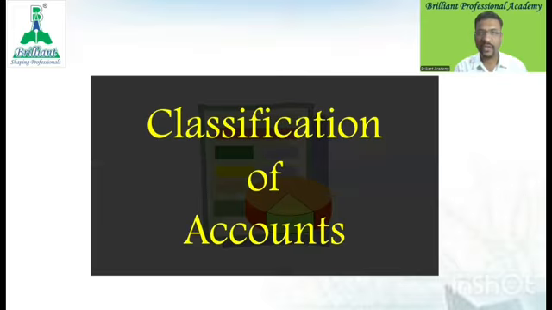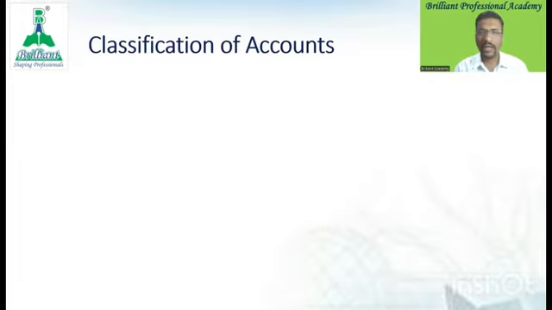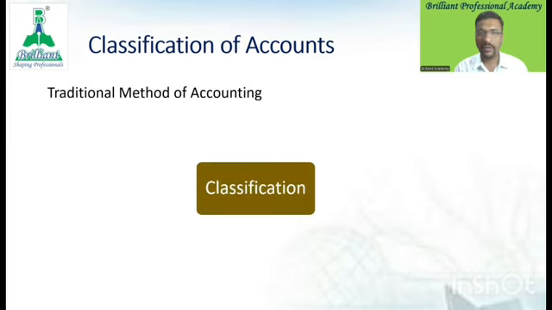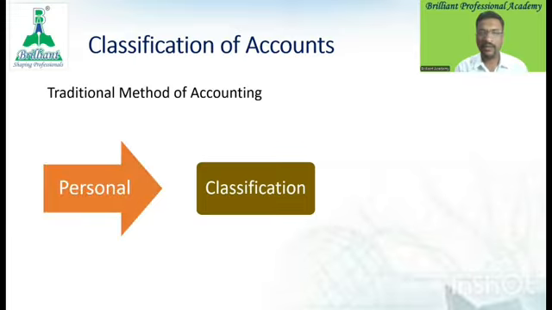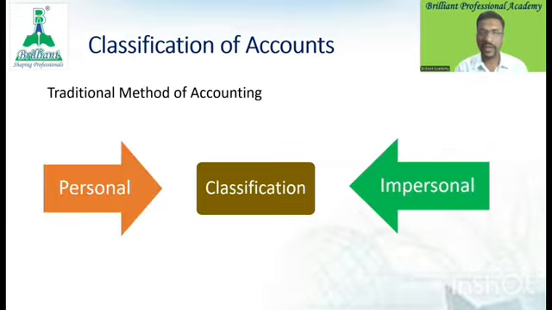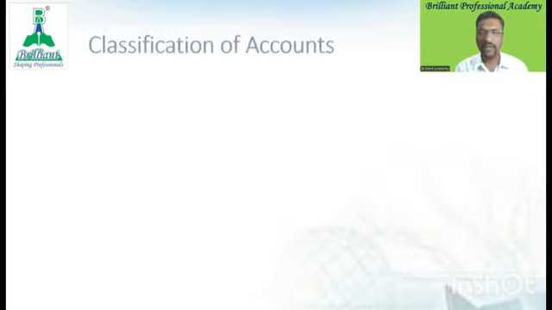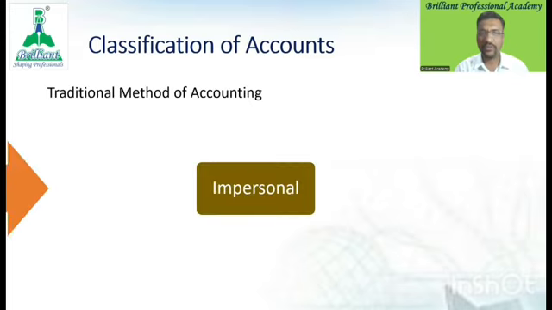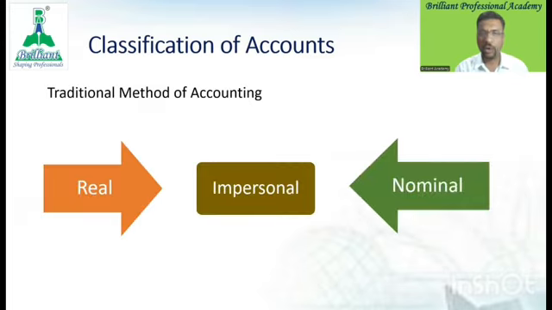You might have learned this in the month of June or July, and if there are any doubts, then this episode is going to clear all the doubts. So let's start. Now accounts are basically classified into two categories. This is known as the traditional method of accounting. The first class is personal accounts and the second class is impersonal accounts. So, related to persons and not related to persons. Simple classification. Regarding the impersonal class, there are two more types: real accounts and nominal accounts.